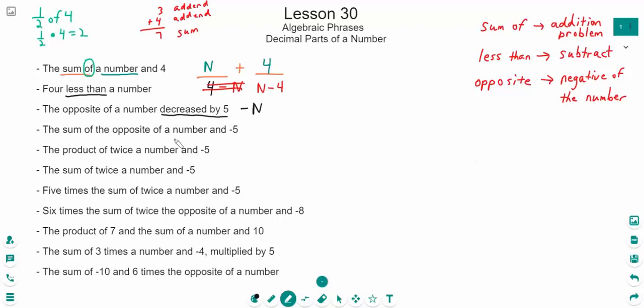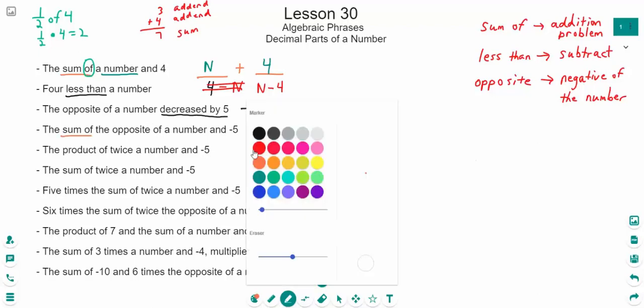Decreased by 5. So what's happening to this number? It's being decreased by 5. All right. So that means it's getting smaller. We're minusing. We're subtracting. We minus the 5. It goes down 5. It's decreasing by 5. So we subtract 5 from that.